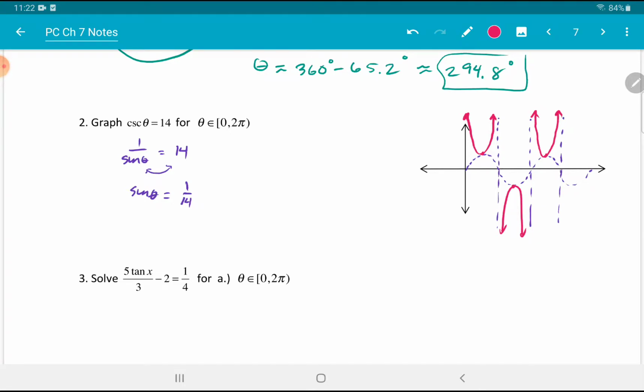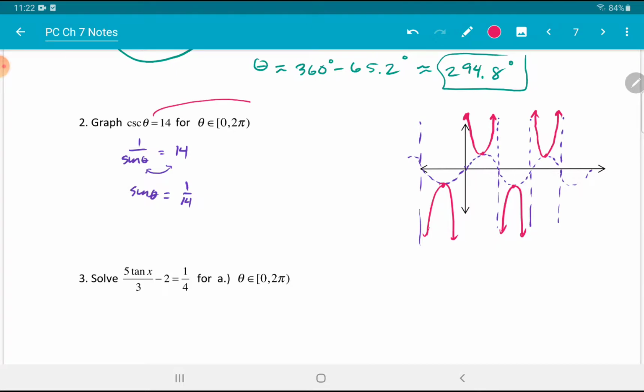Okay, and I also forgot to do the other side, didn't I? So keep in mind it goes down this way, and then you have asymptotes here. Oops, that's a little lighter. Okay, just like that. All right, so that's going to be our cosecant graph.